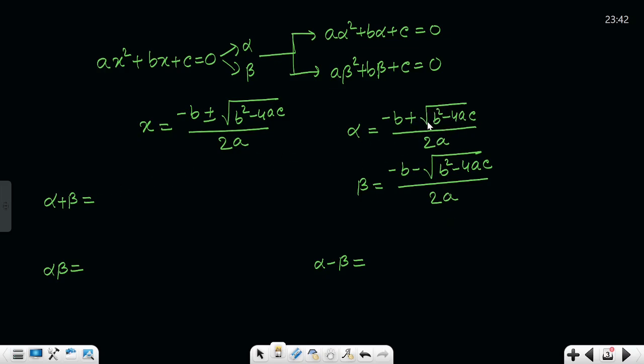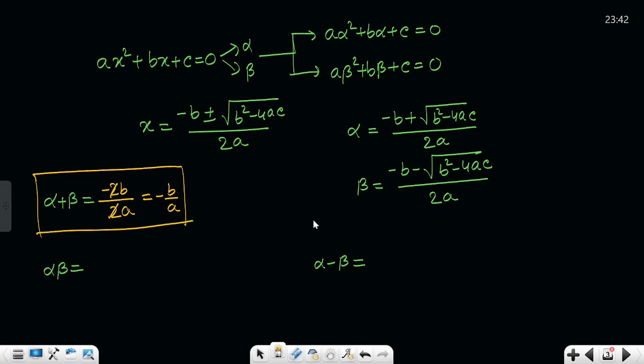If we add, you can see plus root b square minus 4ac and minus root b square minus 4ac will cancel out, and what will be left? Minus 2b by 2a, right? And here 2 and 2 will cancel out, and minus b by a will be left. So what we got: alpha plus beta is equal to minus b by a. Remember this as a formula. Clear?